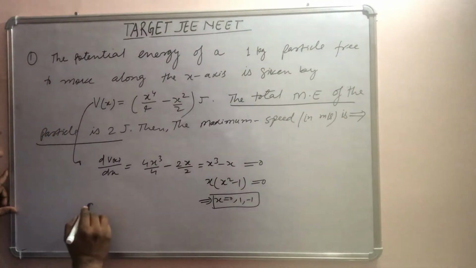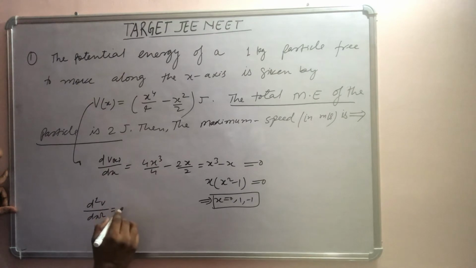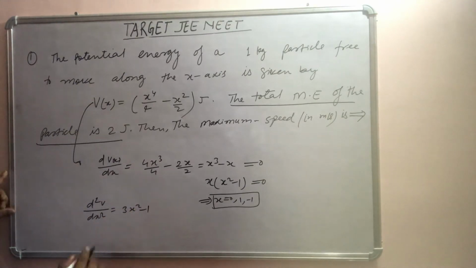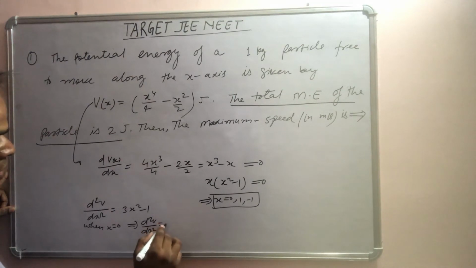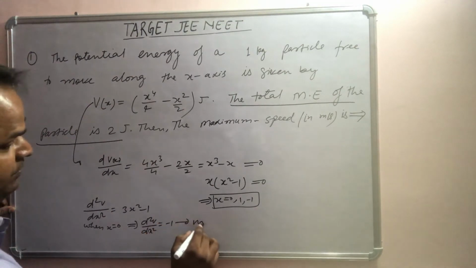So d2V/dx square is equal to 3x square minus 1. At x equal to 0, d2V/dx square is equal to minus 1. It means maximum.